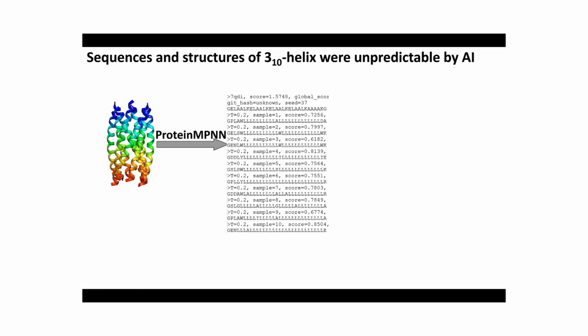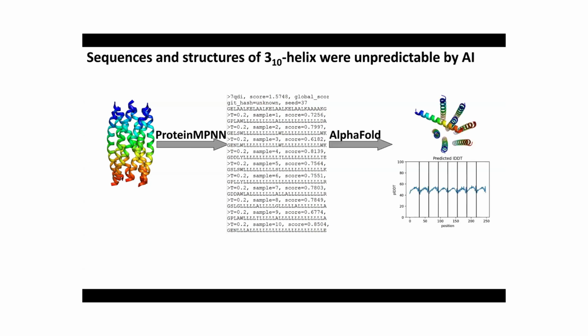There is a software called ProteinMPNN. So we said, okay, ProteinMPNN, this is the structure, give us the sequences for this structure. And they gave lots of sequences. We said, fine, let's go and check. The first question was whether AlphaFold can predict these sequences to be 310 or not, and the answer was no. It was not able to predict a 310 helical assembly. Actually, it was predicting an alpha helical assembly.